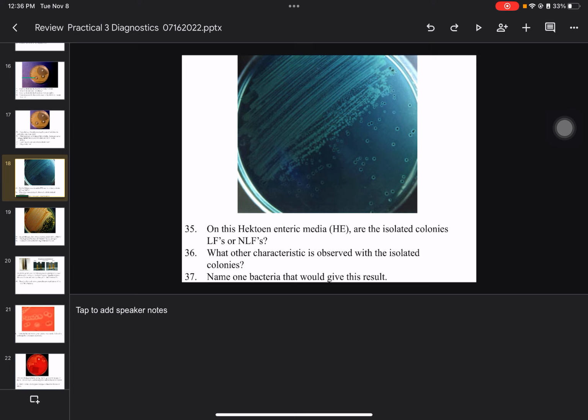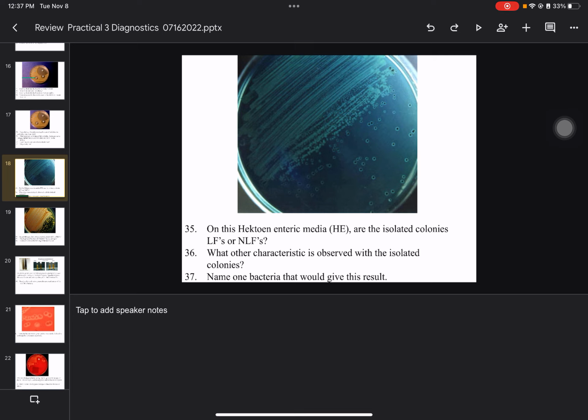Okay? So what is the reaction for that particular colony? There are two parts to it. The black one. Lactose non-fermenter and H2S positive. That's correct. You have to have both. If you don't have both, it's wrong.